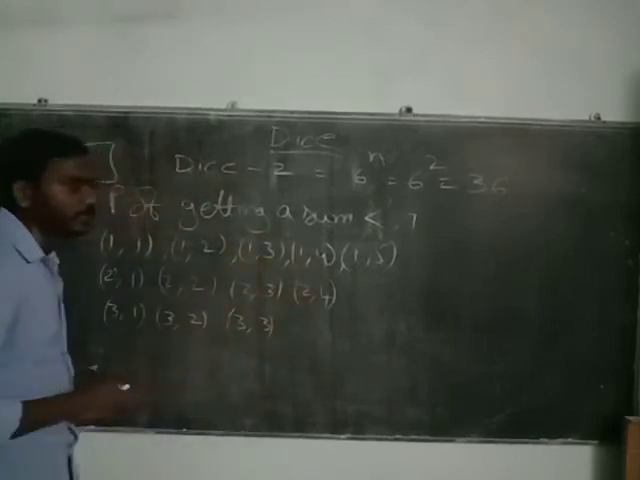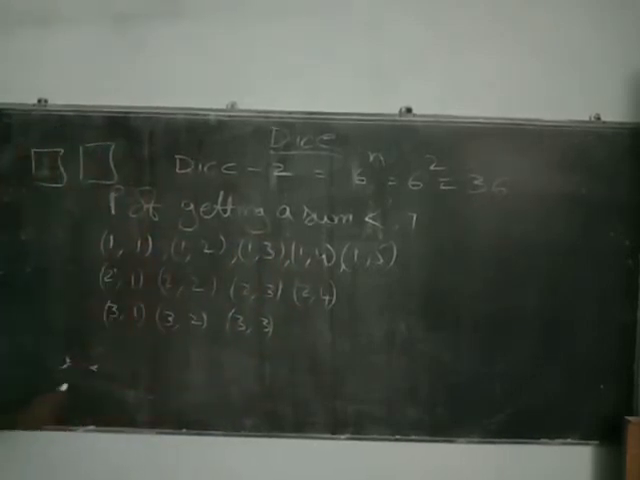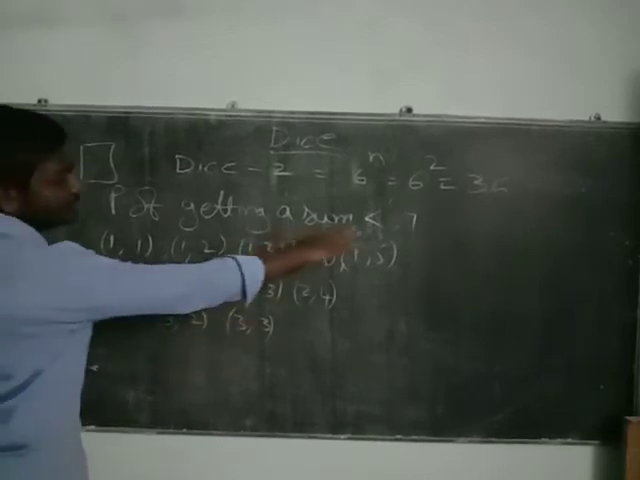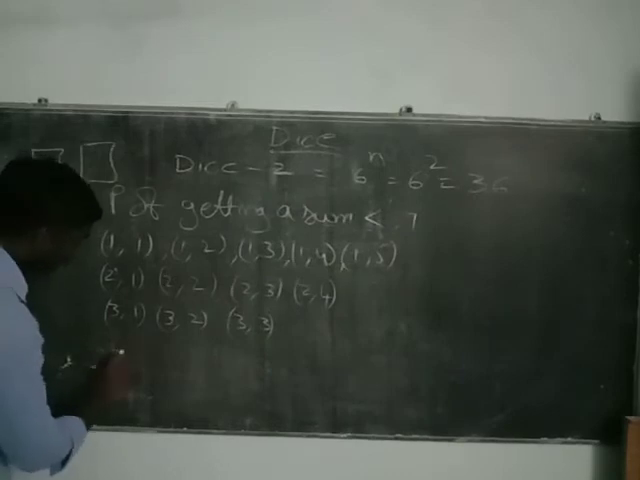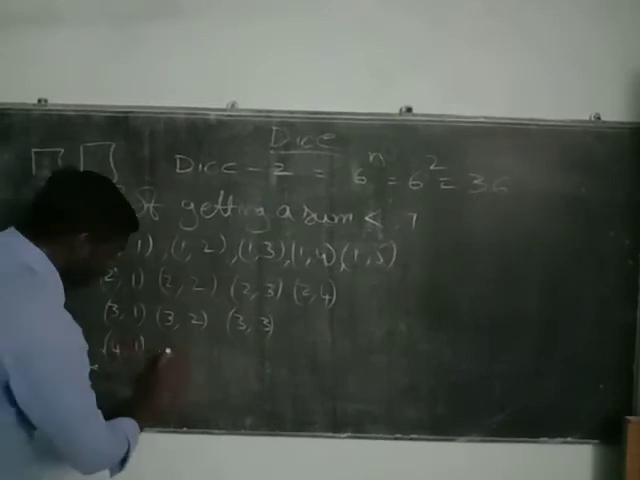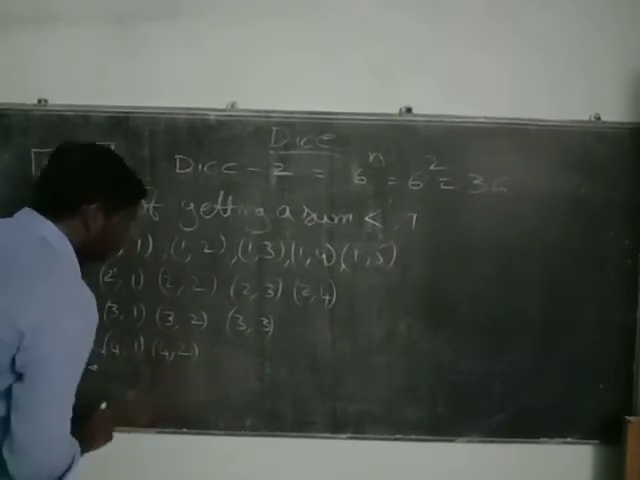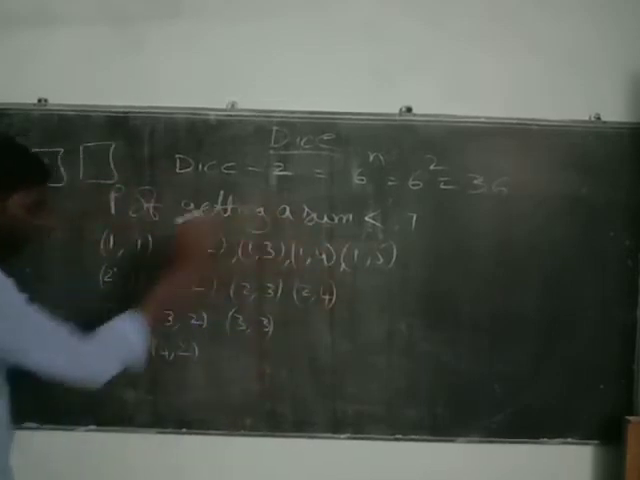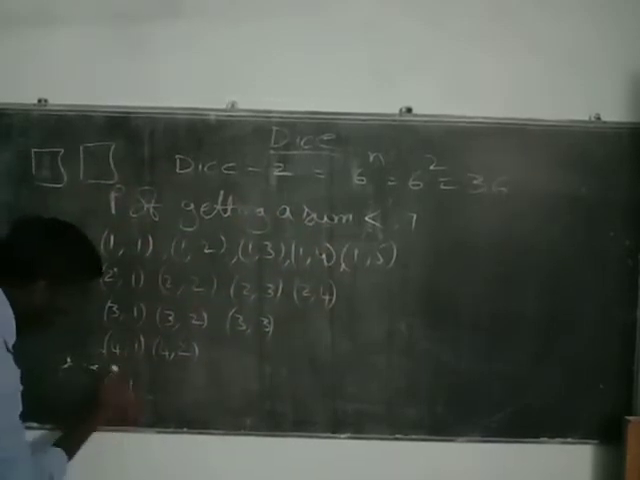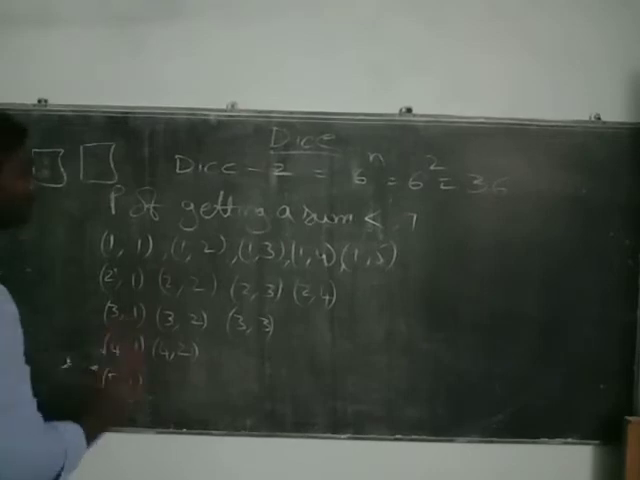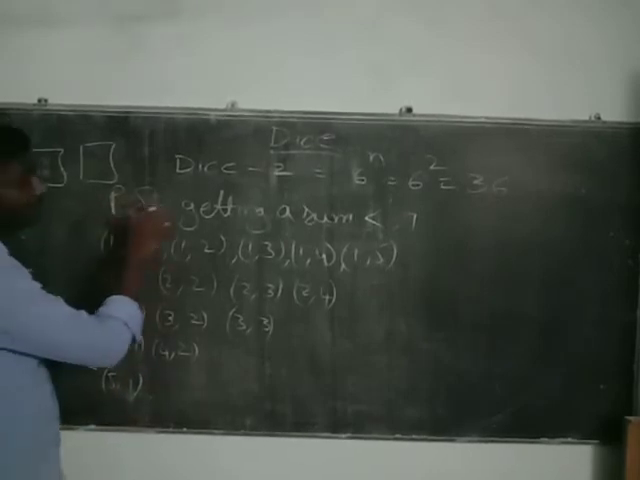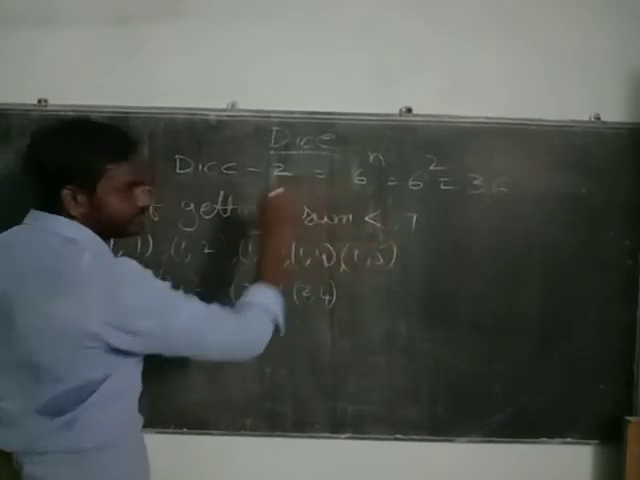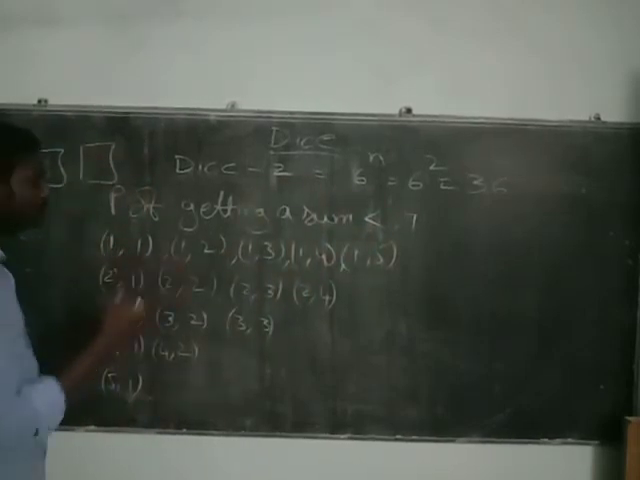3 comma 4 is not taken. Why? Because it is equal to 7. If it is given as a sum less than or equal to 7, then you can take. So 4 comma 1, 4 comma 2, 4 comma 3 is 7, so I am not going. 5 comma 1. So these are the total number of outcomes that I can get when the sum is less than 7 while rolling the 2 dice.